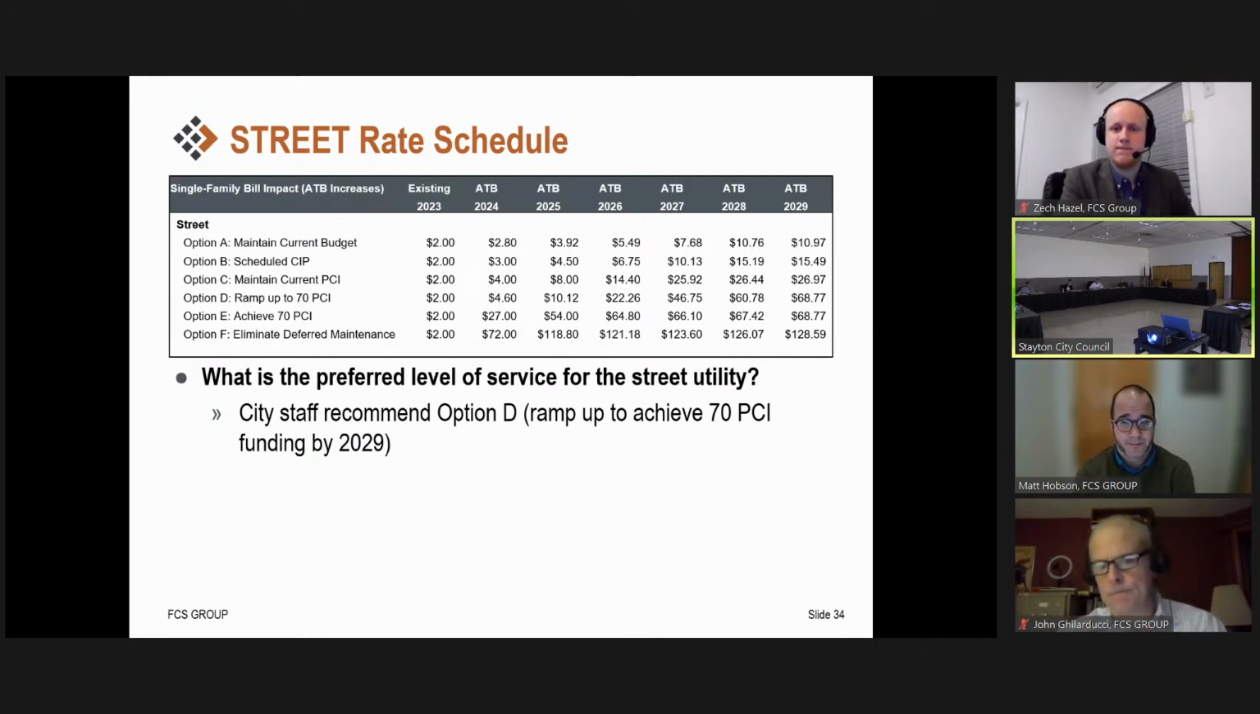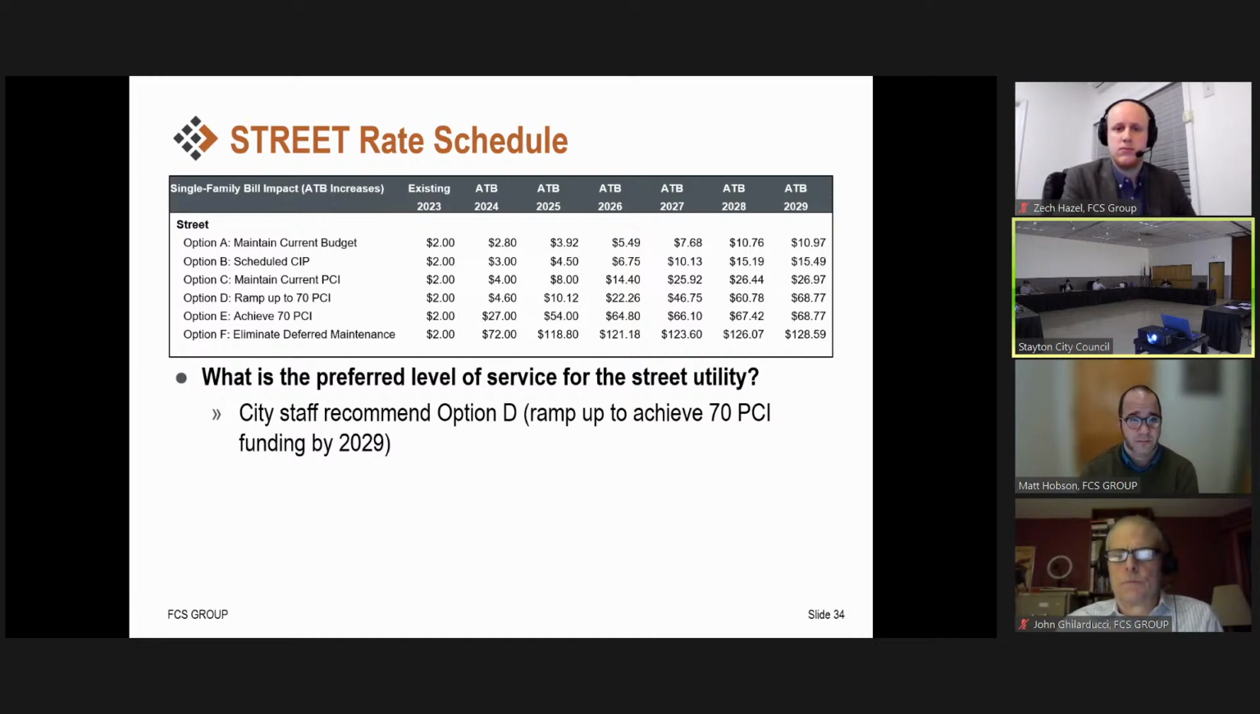If I can get a sense from council, because we're going to have to talk internally and talk with the consultants to move something forward, it would be helpful to know where the bookends of acceptance are for council. I am guessing that option F is probably off the table.